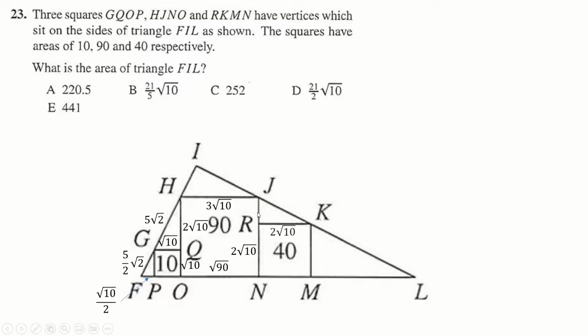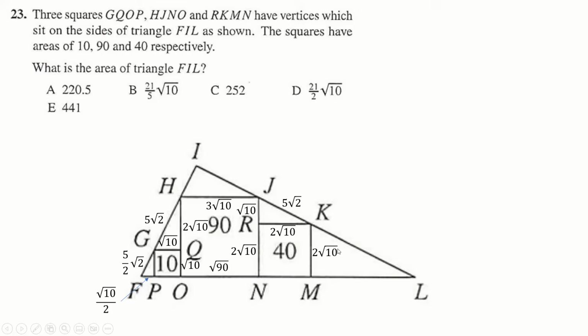So that makes this root 10 here, because 3 root 10 minus this one makes root 10. This is clearly 2 root 10 again because it's part of the square. So this hypotenuse is the same as this one, 5 root 2. That's going to be very helpful to notice in a second. We can then scale factor here because this is 2 root 10.